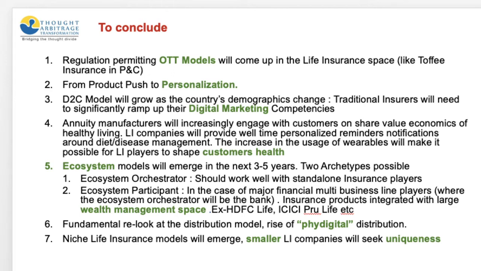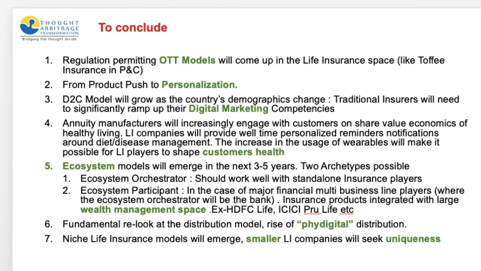However, for major multi-business line players or bigger financial houses where life insurance is one of their businesses, they will be ecosystem participants. So typically the ecosystem orchestrator in that case would be the banks, where insurance products will be integrated with a large wealth management space. So for instance, HDFC Life will be an ecosystem participant, of an ecosystem which will be orchestrated by the bank, which will provide end-to-end wealth management solutions, right? The sixth one is again kind of a repetition, if you may.